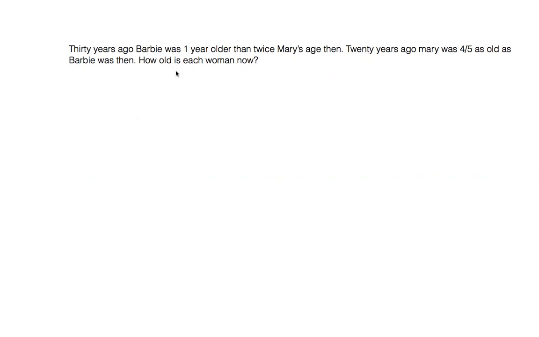Because we're trying to come up with a woman's age currently, we're going to put each equation in terms of their current age. So Barbie's age now is B, but Barbie's age 30 years ago is B minus 30. So we're going to frame our first equation in terms of B minus 30 like that. So 30 years ago, Barbie's age was, we put our equal sign, 1 year older, I've got a little +1 over here, then twice Mary's age, 2 times, and then Mary's age then was M minus 30.